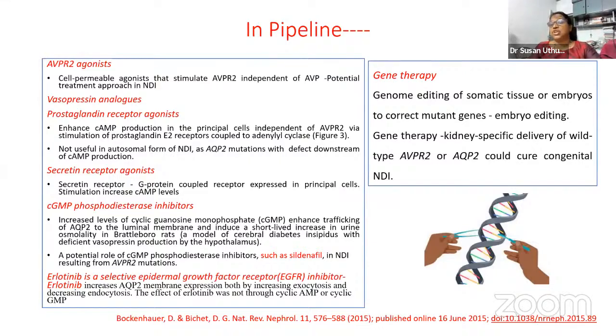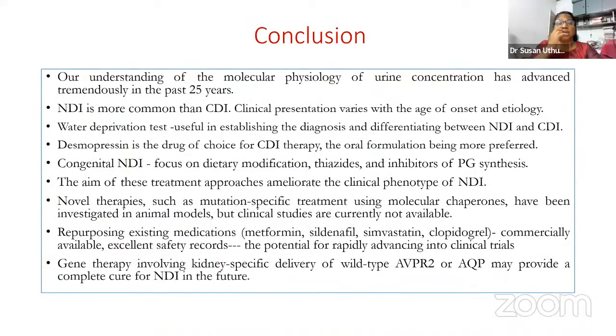So genome editing of somatic tissues or embryos to correct the mutant genes is called embryo editing, and that is gene therapy. Kidney specific delivery of the wild type AVP2 receptor or aquaporin 2 could cure congenital nephrogenic DI. Our understanding of the molecular physiology of urine concentration has advanced tremendously in the past 25 years. Nephrogenic DI is more common than central DI.